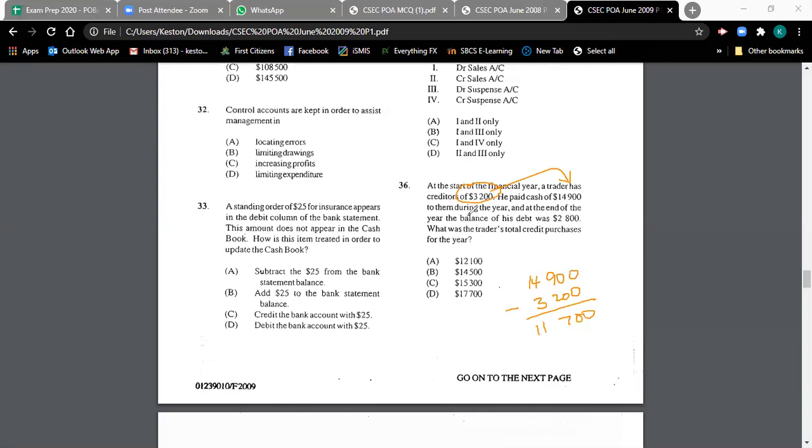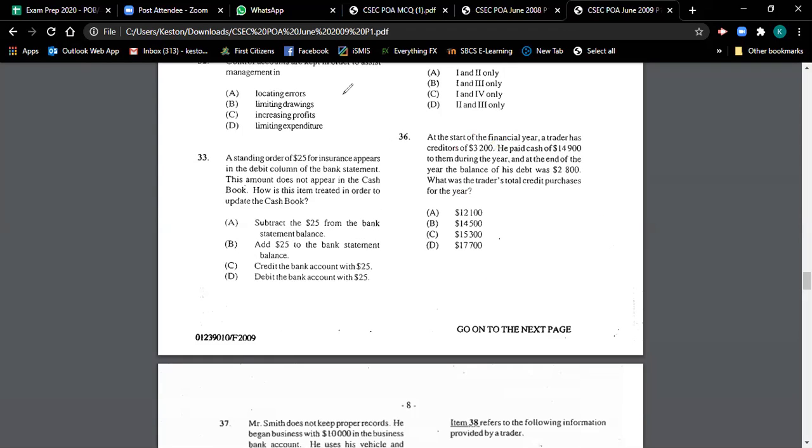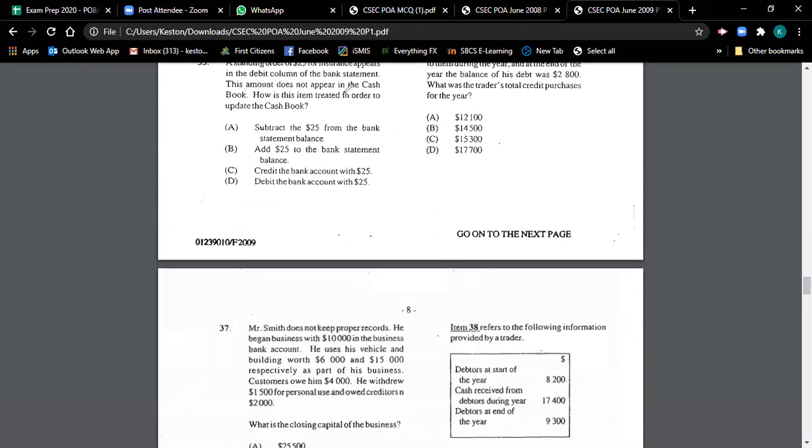Right? But then after he paid all of this money, he still ends up owing $2,800 at the end of the year. So what's his total credit purchases for the year? See it? 14,500. Yeah?